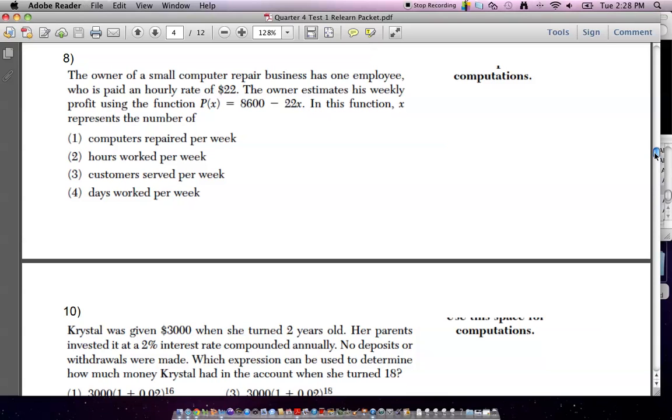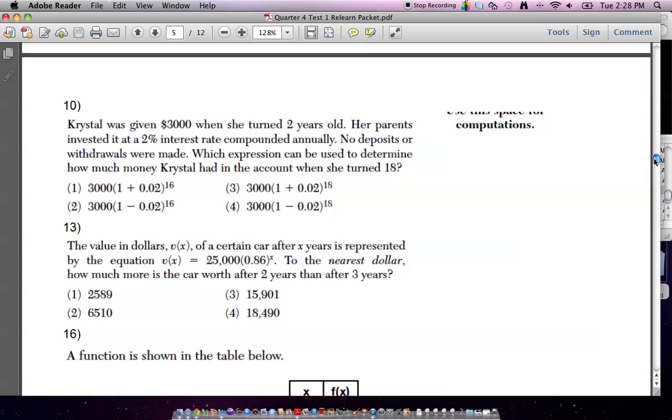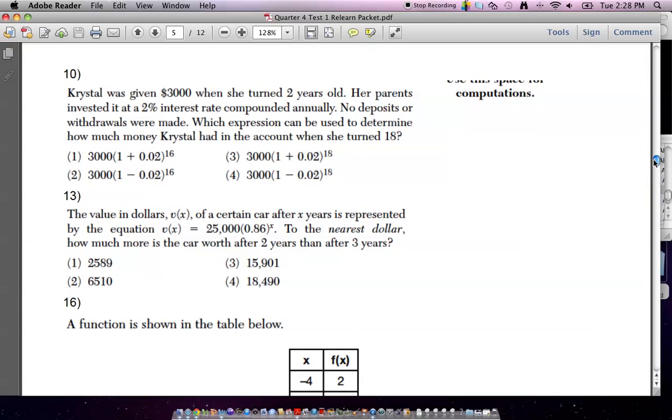Okay. Next up, number 10. I don't think there was a whole big problem with that previous question there. Crystal was given $3,000 when she turned 2 years old. Her parents invested it at 2% interest rate compounded annually. No deposits or withdrawals were made. Which expression can be used to determine when she turns 18? Well, remember, it's y = a times b^x, where a is the starting or initial amount, and b is the factor that includes the rate of interest.